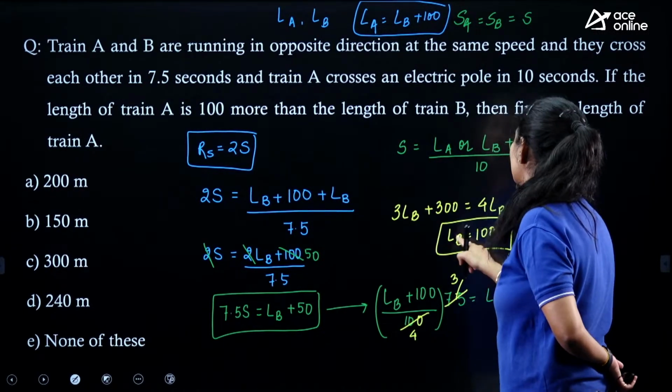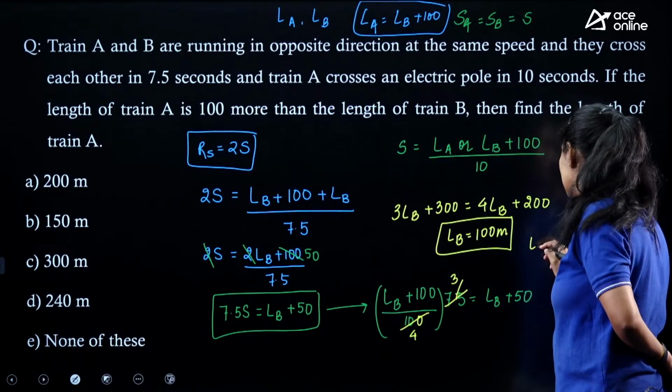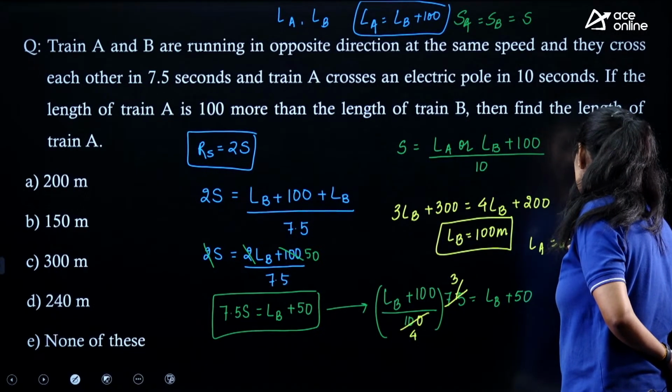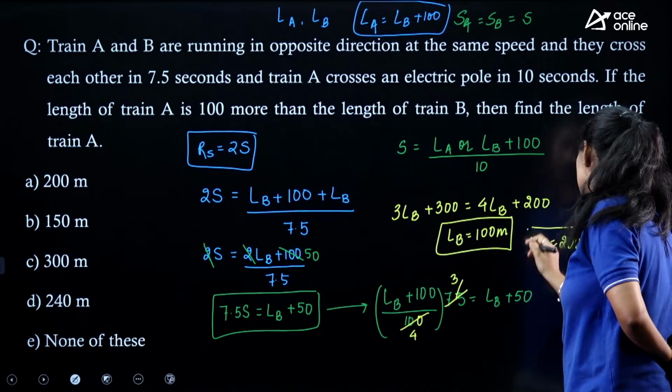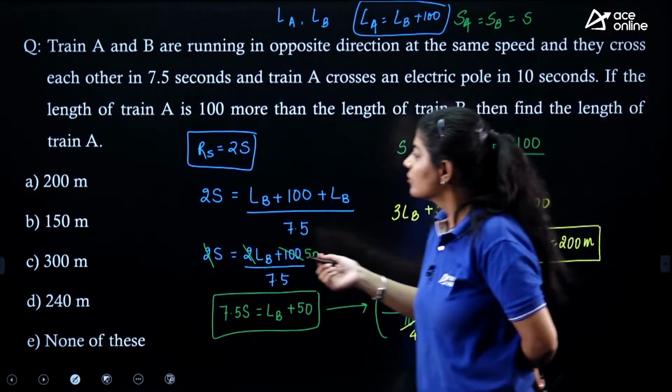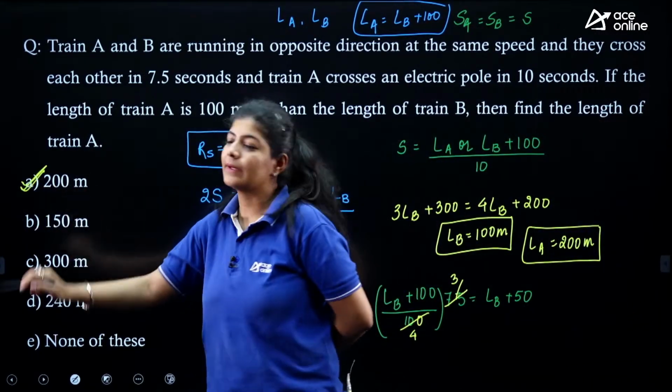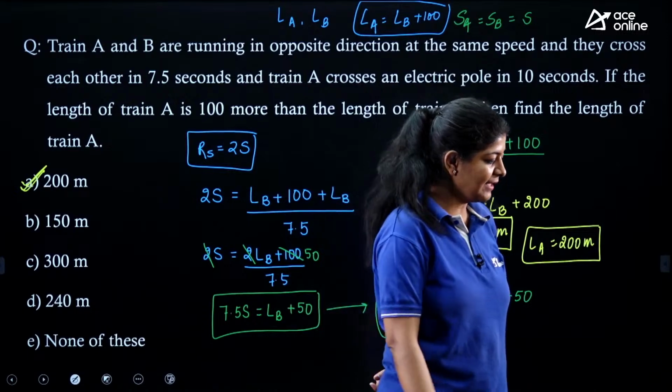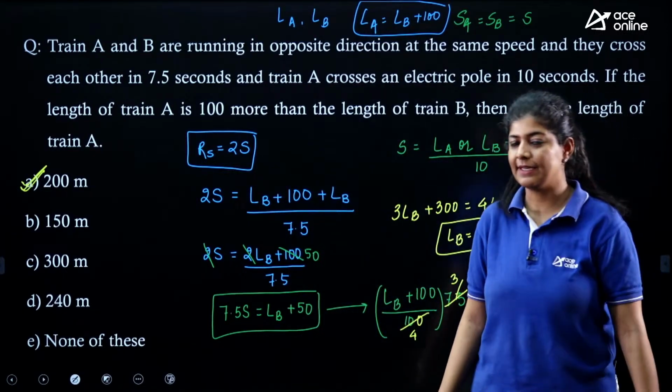If the length of train B is 100 meters, we can say that the length of train A is 200 meters, because it is 100 meters more than that. So option number A is the correct one. Option number A is the correct one. It's quite easy, right? Next.